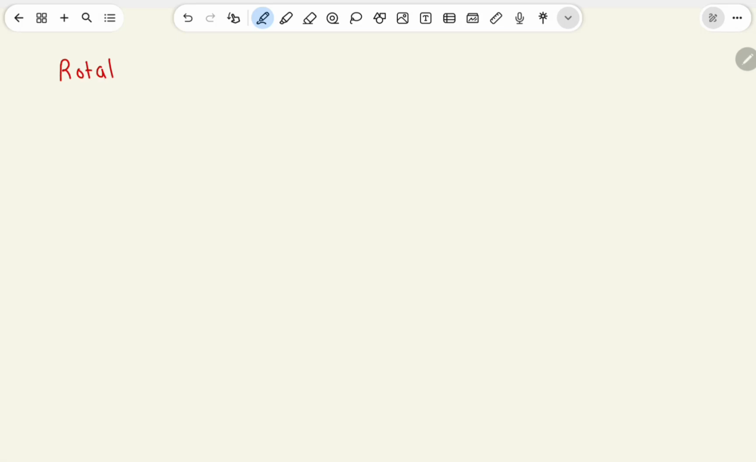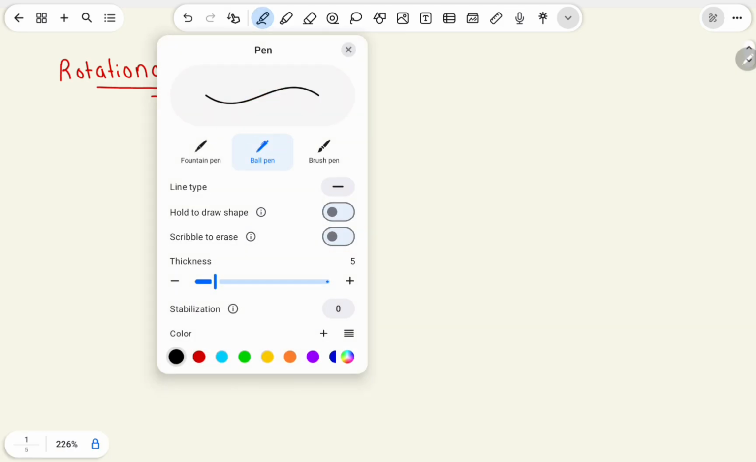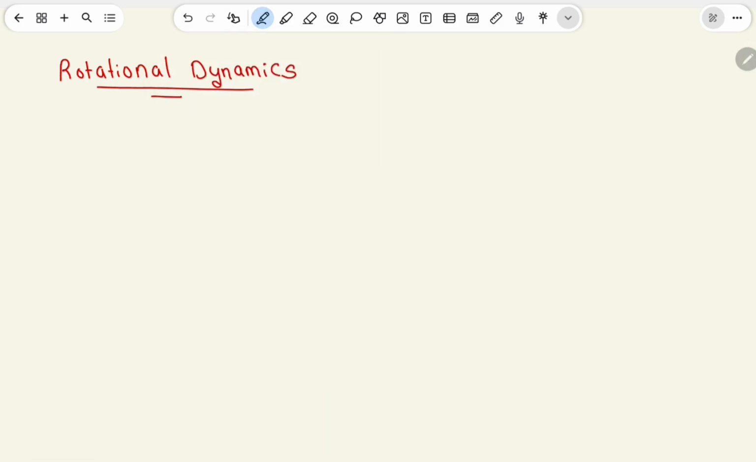Welcome to the lecture series of 12th Standard Physics. And the first topic in this lecture series, as you all can see, is rotational dynamics. So, the first topic that we are going to start in rotational dynamics is nothing but rotational motion.